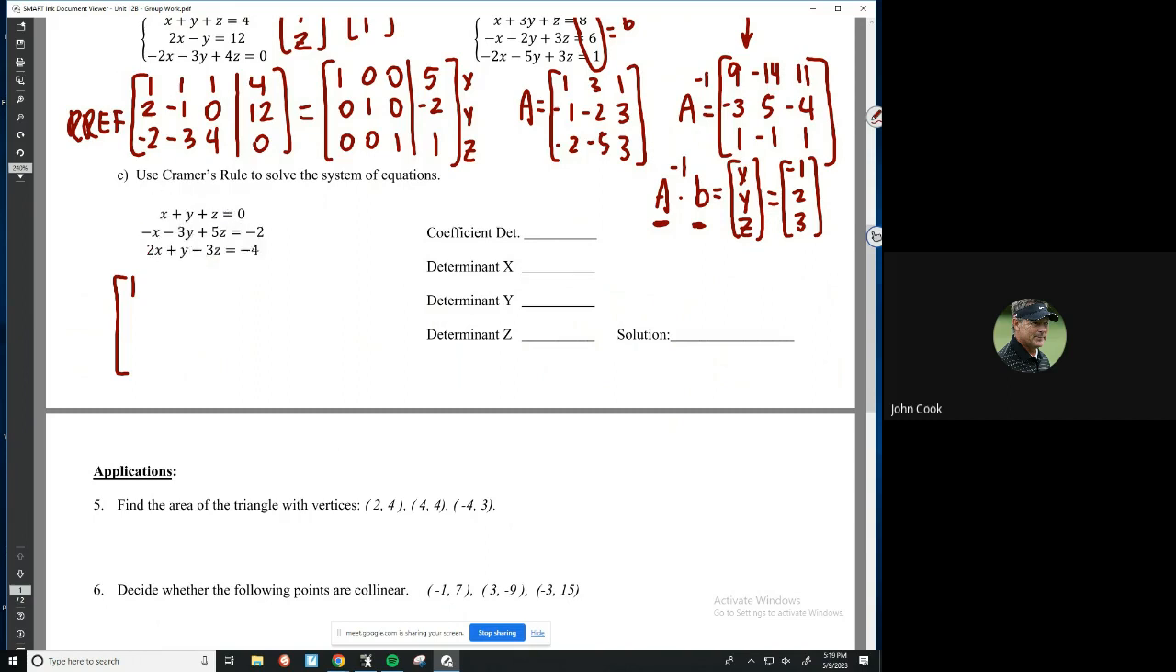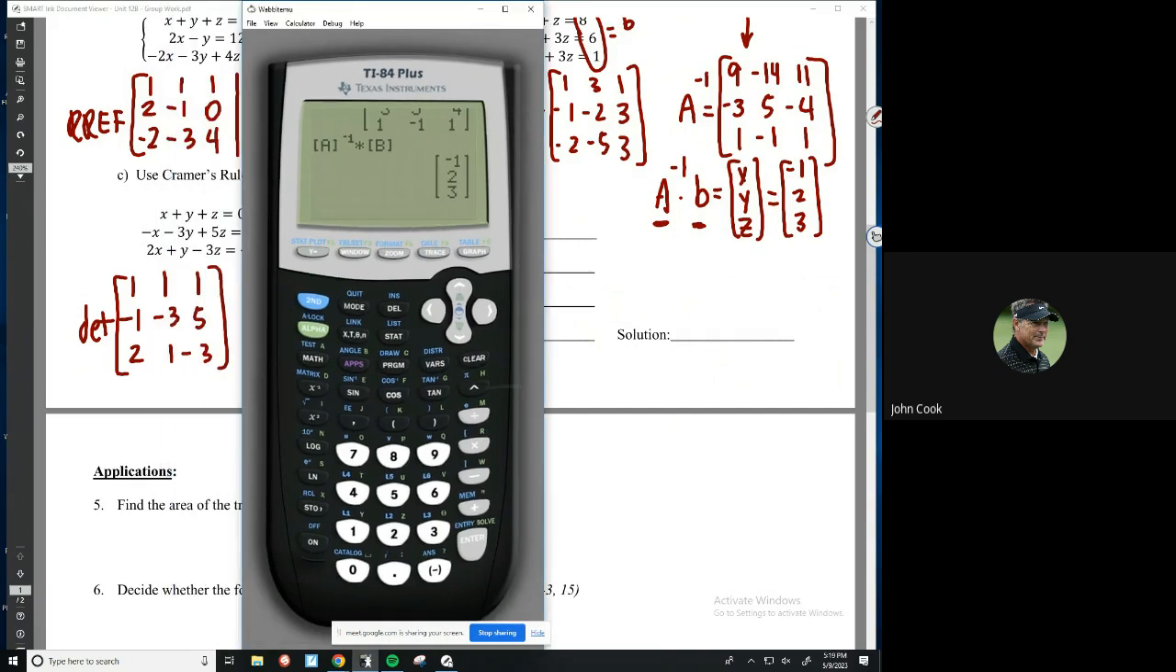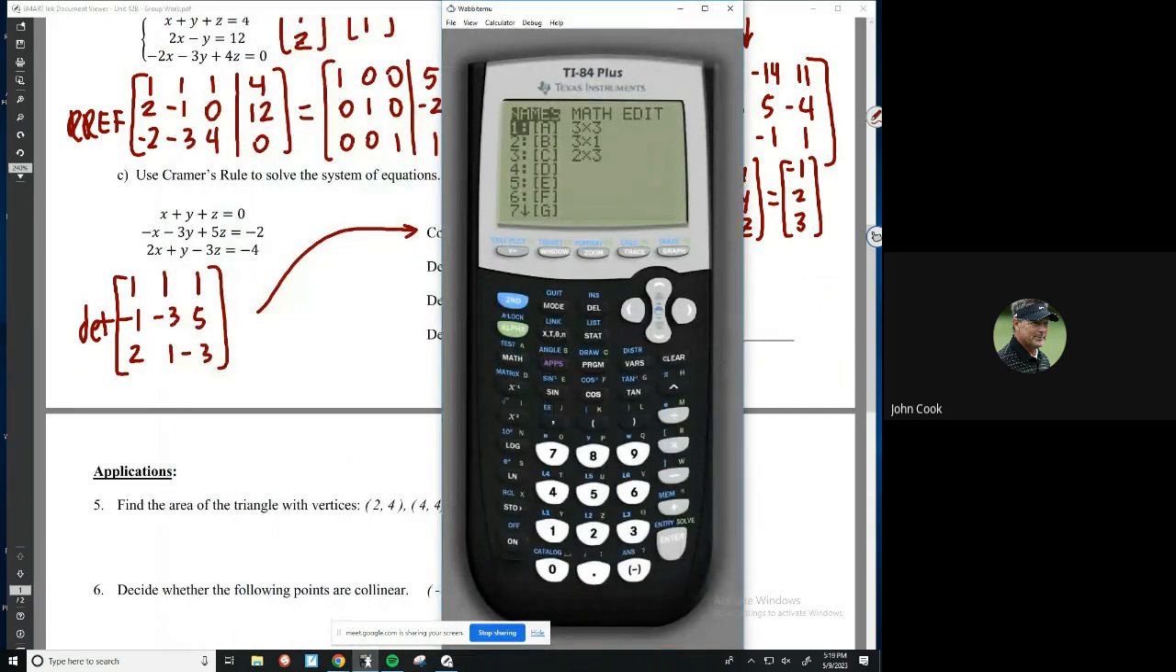Okay. So we do 1 and then 1 and then 1, -1, -3, and 5, and then 2 and then 1 and then -3. So now we do this thing's determinant, and that's what we're going to put over here. Okay. So let's type that into our calculator. Matrix A, edit. So it's a 3 by 3. And then those numbers are 1 and 1 and 1. And then -1 and then -3 and then 5. And then 2 and then 1 and then -3.